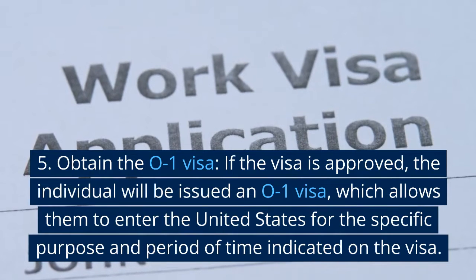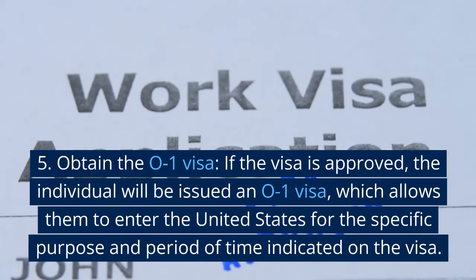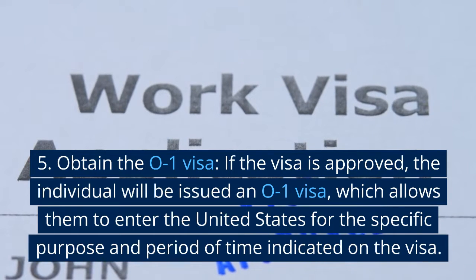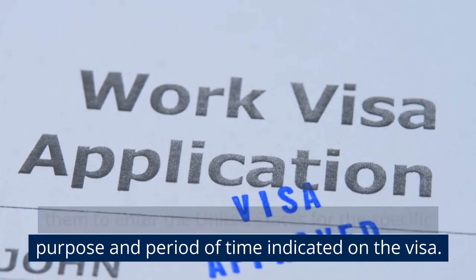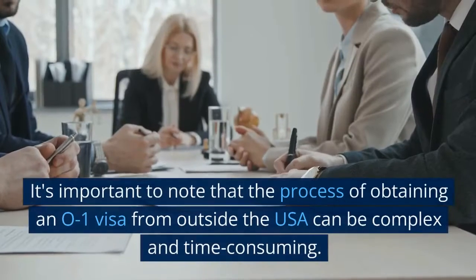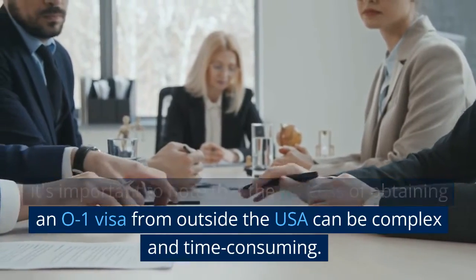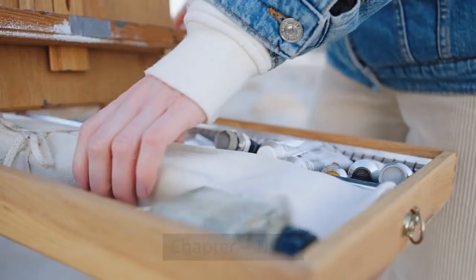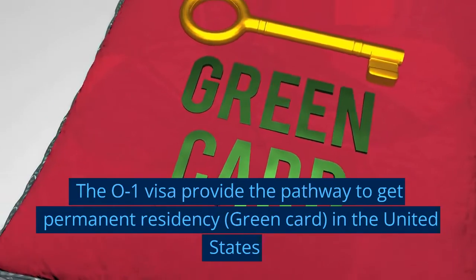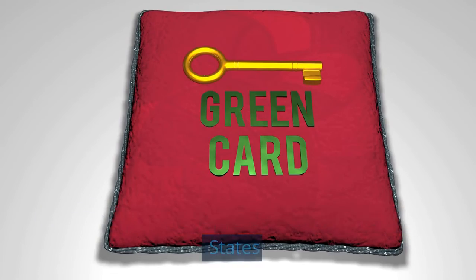5. Obtain the O1 visa. If the visa is approved, the individual will be issued an O1 visa, which allows them to enter the United States for the specific purpose and period of time indicated on the visa. It's important to note that the process of obtaining an O1 visa from outside the USA can be complex and time-consuming. Chapter 3. The O1 visa provide the pathway to get permanent residency, green card, in the United States.